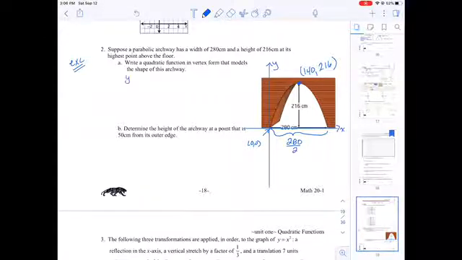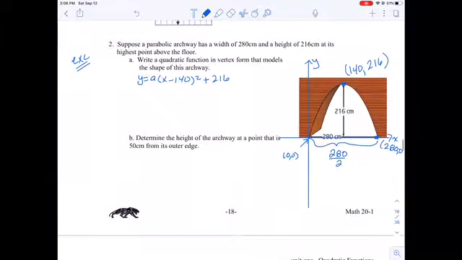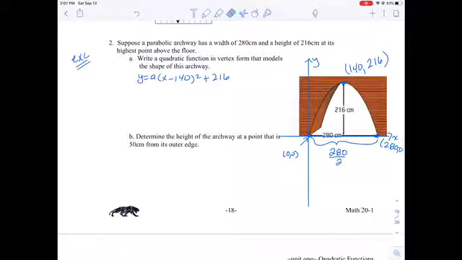So if I start with y equals a(x minus 140) squared plus 216, that's the first step in finding my equation. Now I need one other point on the graph, and I can either use the origin here, or I could use this other point, which would be 280, 0, right? I can tell that because this is 280 over, and it's on the x-axis, so my y value is 0.